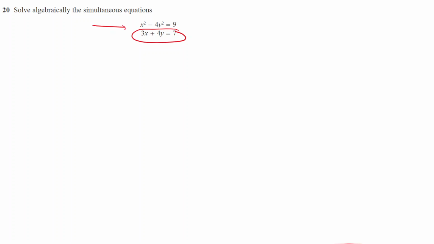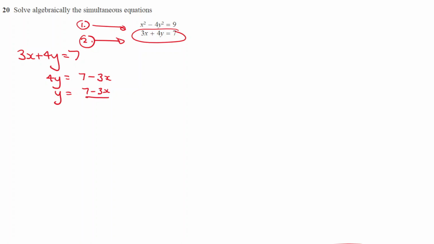Let's label these 1 and 2 so I'm consistent with what I'm saying to you, which is always good. Let's start with equation 2. If 3x plus 4y equals 7, I'd like to get y as the subject, in other words the letter on its own, so I can then square it and substitute it into equation 1. If I take away 3x from both sides, I get 7 minus 3x on the right and just 4y on the left. I then divide both sides by 4 to get y on its own. So I've got 7 minus 3x all over 4.